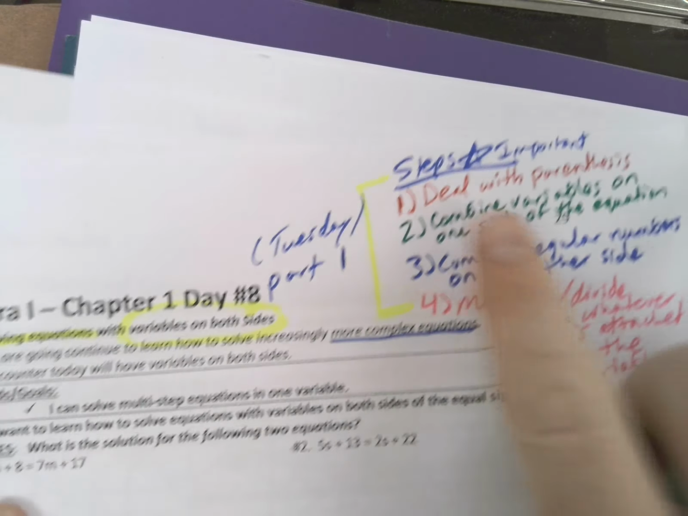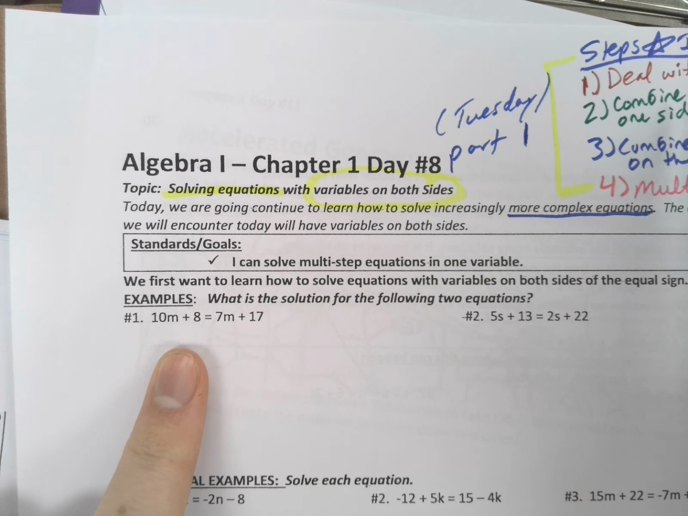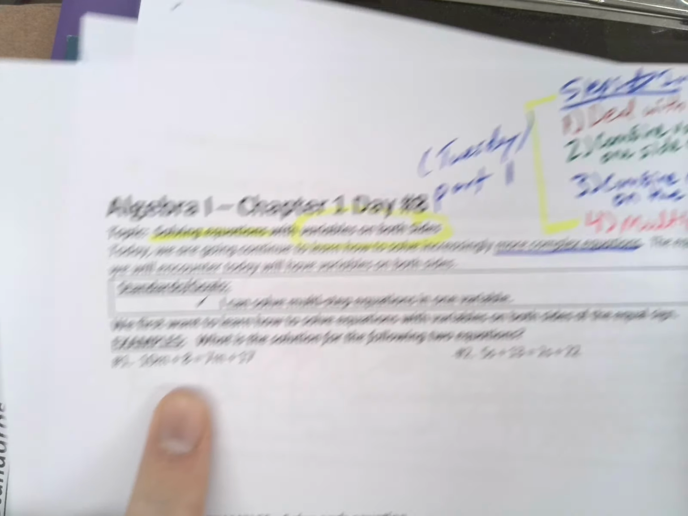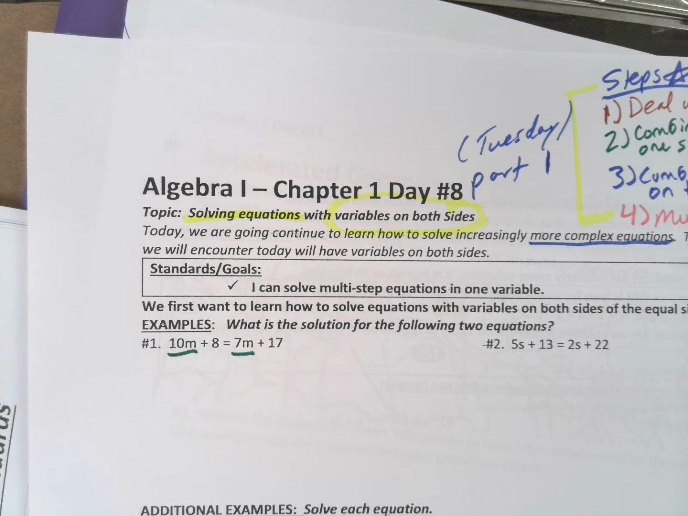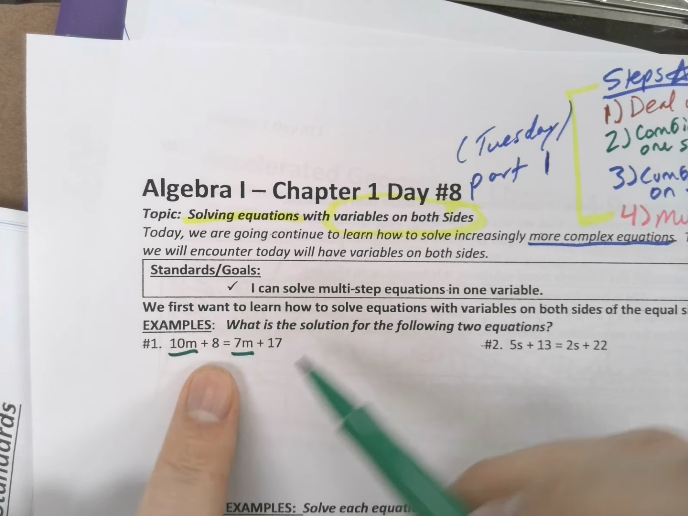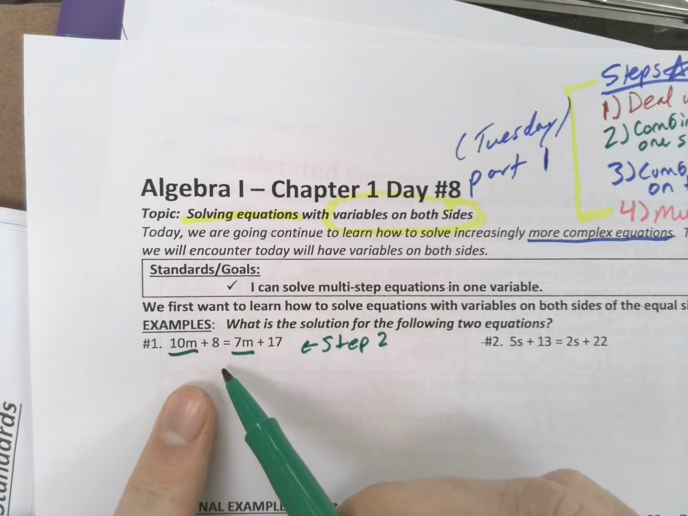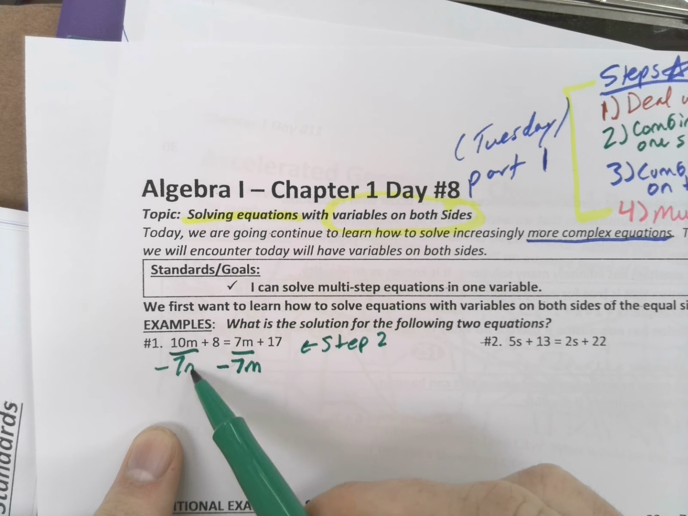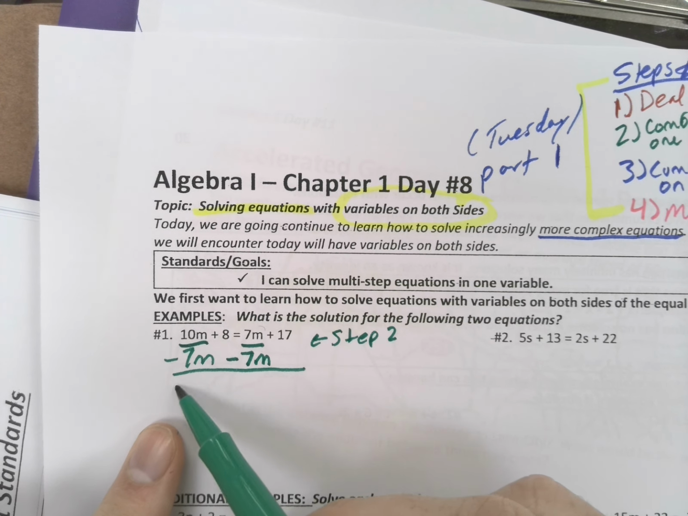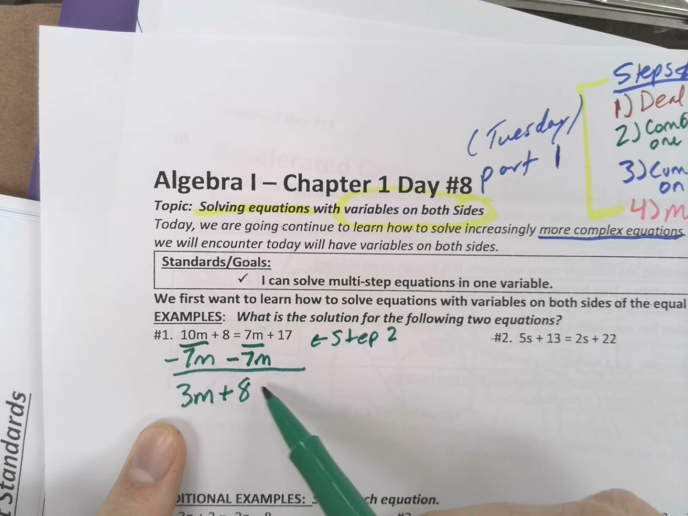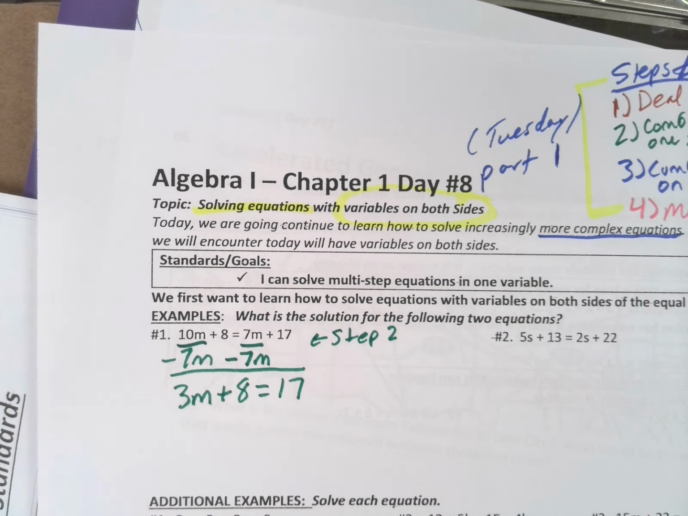Number 1, do we see any parentheses? Nope. So step 1's good. Step 2, combine variables on one side of the equation. We got a variable here and a variable here. I like to keep my variables positive when I combine them. So this is step 2 right here. So I'm going to subtract 7m over, because if I were to subtract 10m over, we'd get a negative 3. I'm going to subtract 7m over, so that is positive 3m plus 8, and then 7m minus cancels out, 17.